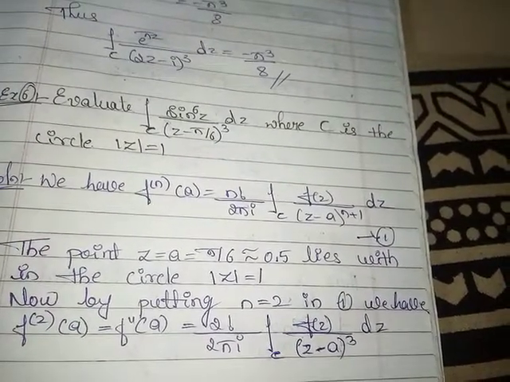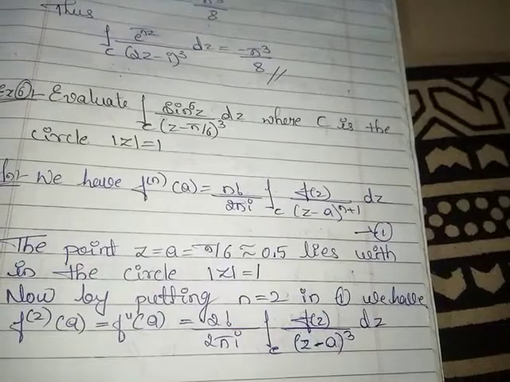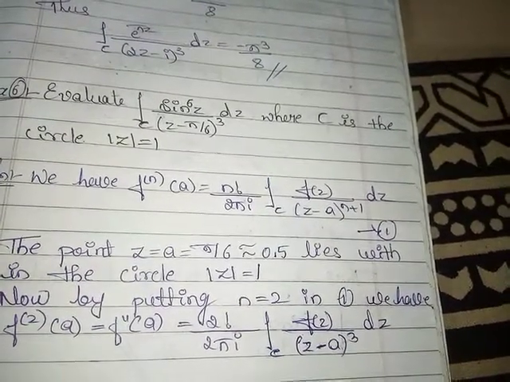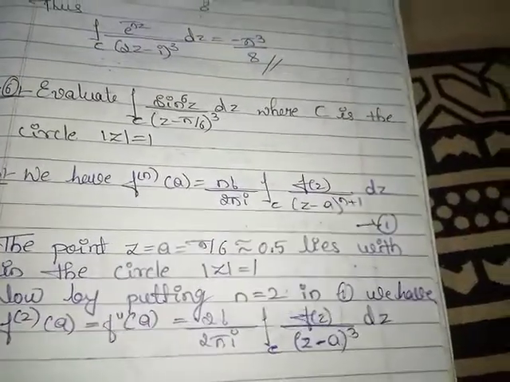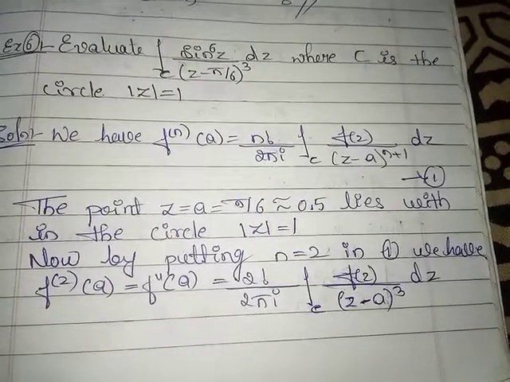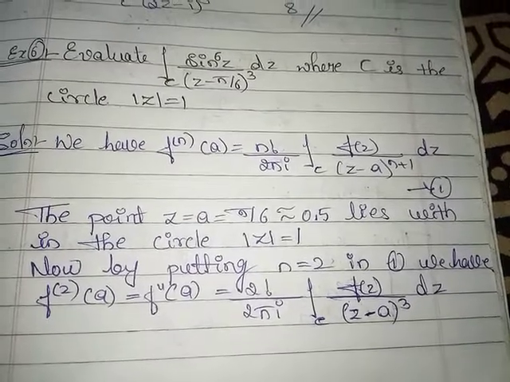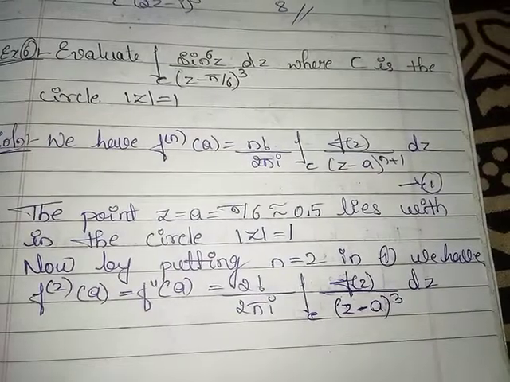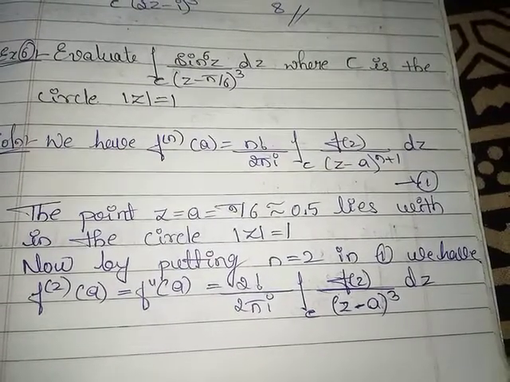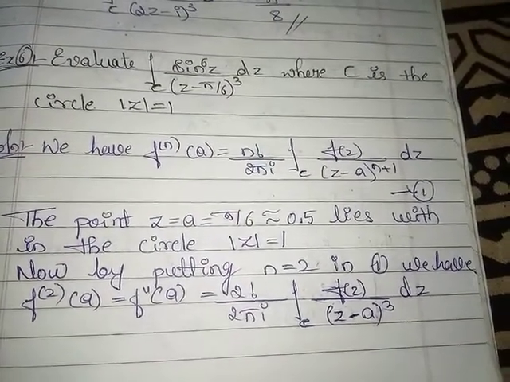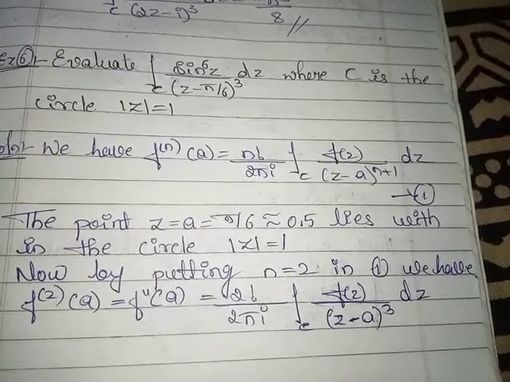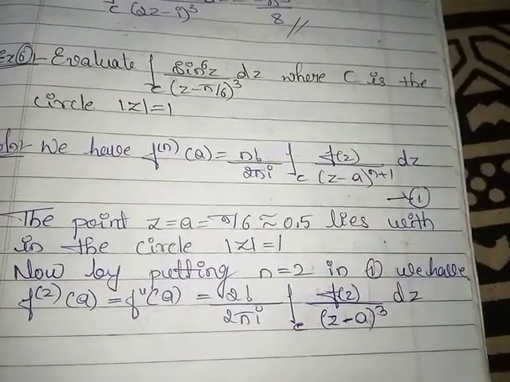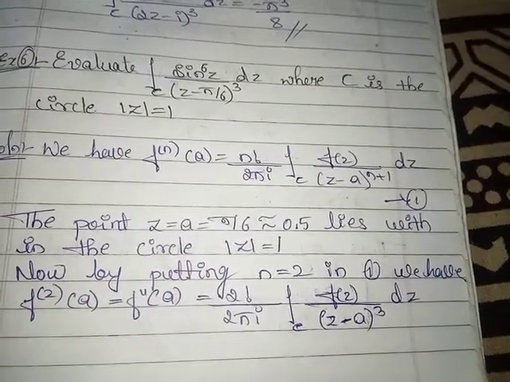Put z is equal to a is equal to pi by 6, which is nearly equal to 0.5, lies within the circle |z| = 1. Now, by putting n is equal to 2 in 1, we have f n value is 2. Therefore, f raised to 2 of a is equal to f double dash of a is equal to 2 factorial divided by 2 pi i integration over C f of z divided by (z minus a) raised to 3, because here n value is 2, 2 plus 1 is 3, into dz.